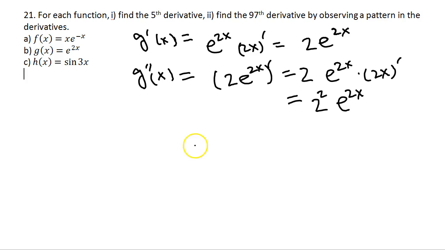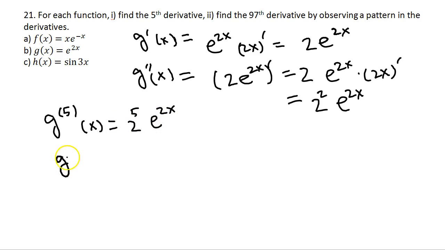So we choose square root e to the 2x. And that's actually a lot easier than the first one. If you differentiate 5 times, what would you get? It would be 2 to the 5th power of e to the 2x. And if you differentiate it 97 times, then it will be 2 to the 97th power e to the 2x.